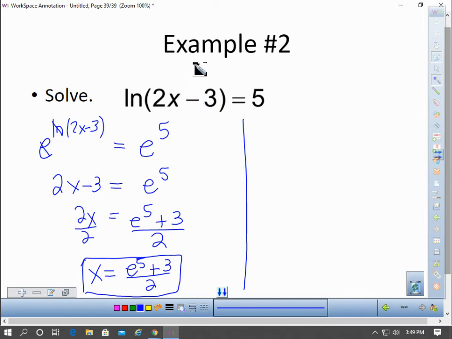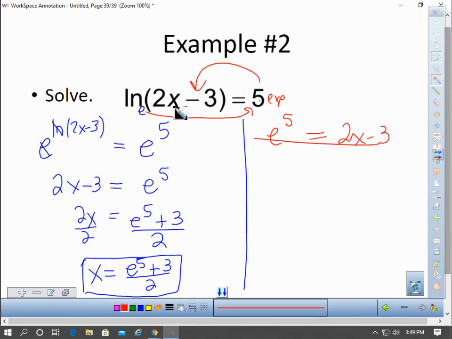Now, the other way to think about it is to think about what this logarithm means. What is a logarithm? Well, this means we're in base e, so natural log is base e. So e raised to this exponent will give me this answer. Remember, a logarithm is an exponent. So e raised to the 5th power is going to equal this stuff behind the natural log. That's using the definition of what logarithms are.